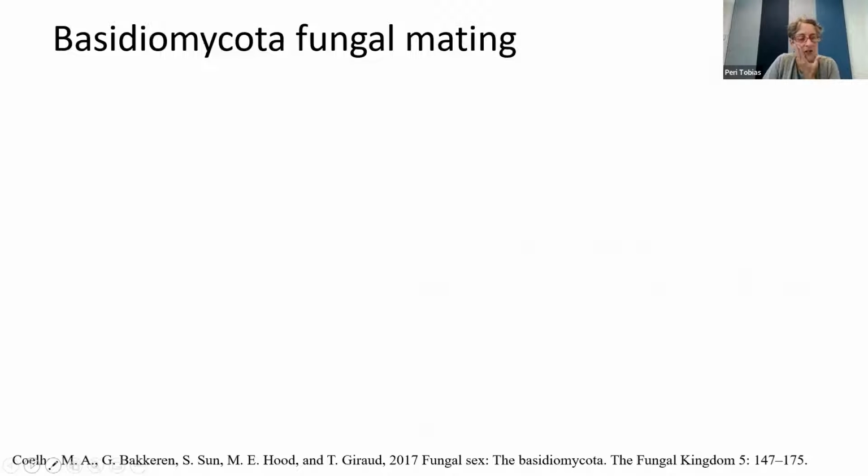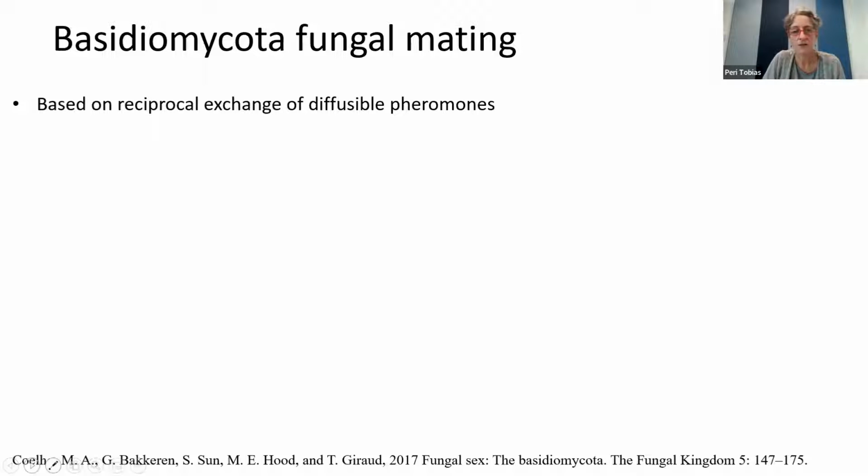Now I'm going to launch into a little, I've had a bit of a fast track on learning about fungal mating, but I find it really fascinating. And so the Basidiomycota fungal mating, this is a really great chapter, this fungal sex by Coelho et al. And we're using this to investigate our genome a bit.